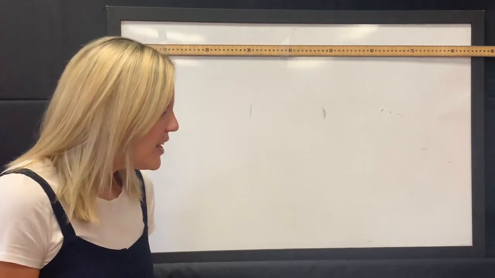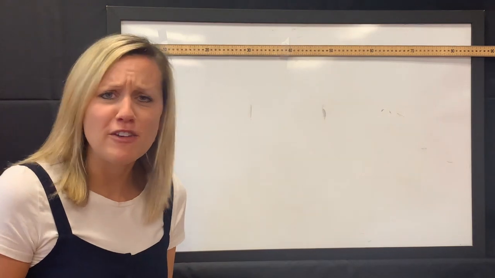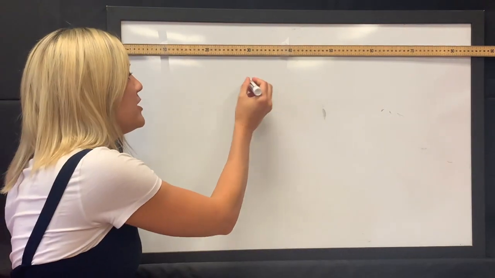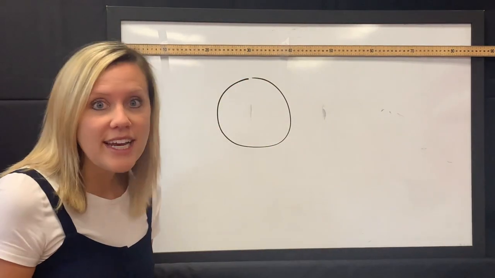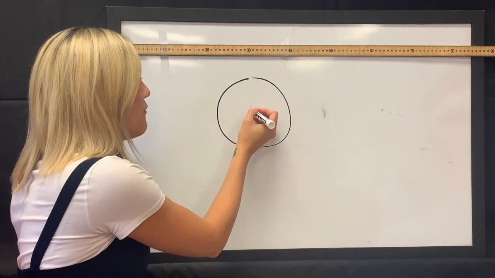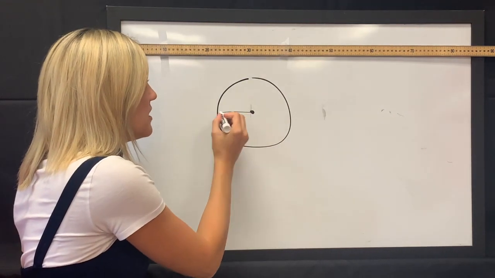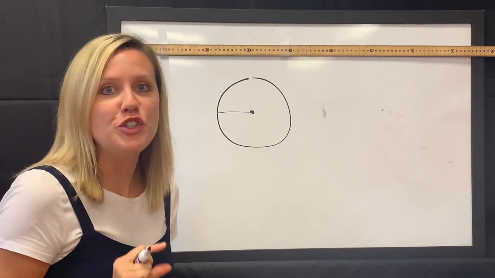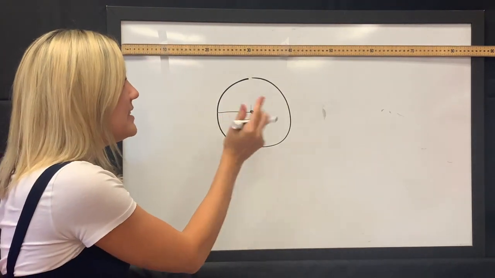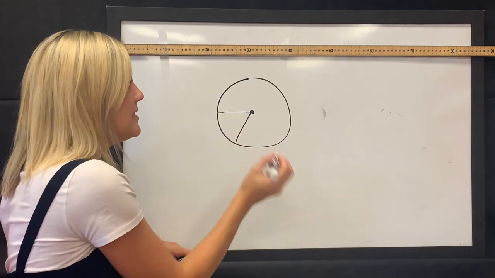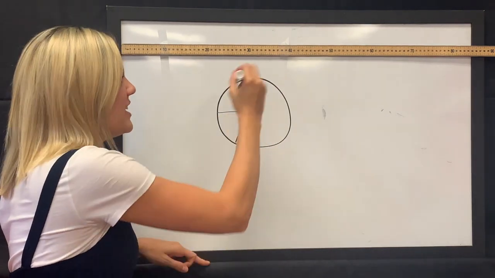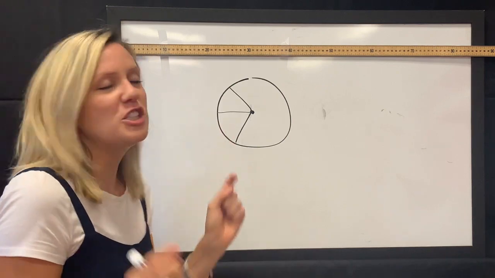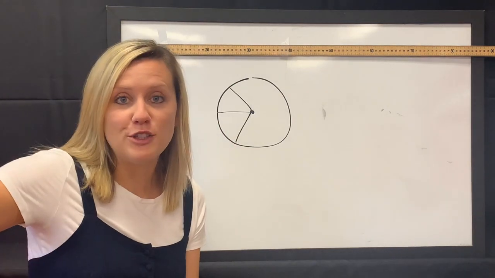Okay, so let's just talk about the definition of those three things. If we have a circle, the radius of that circle is from the center on out to one of the edges. It's that distance. So you could find the radius like this, it could be like this, it could be like this. There's an infinite amount of lines I can make, but it's just from the center on out to the edge of the circle.